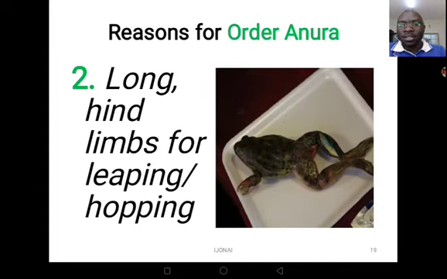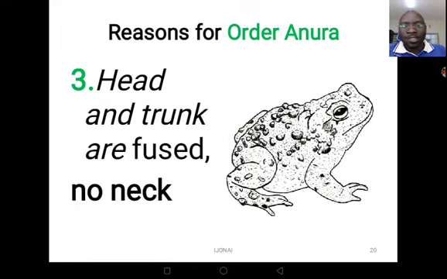The other one is they have long hind limbs for leaping or hopping. So these organisms have very, very long hind limbs proportional to the body. They are very long and they are used for leaping or jumping a long distance.